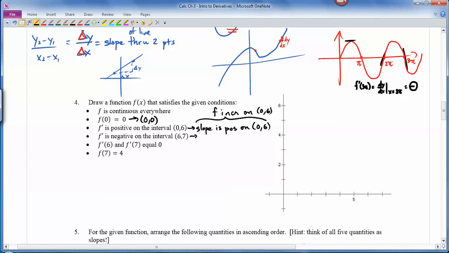F prime is negative on 6, 7 means f is decreasing on 6, 7 because the slope of f is negative. This right here says we've got horizontal tangents at x equals 6 and x equals 7. And then this says when x is 7, y is 4. So let's do the 2 points first, 0, 0 and 7, 4.